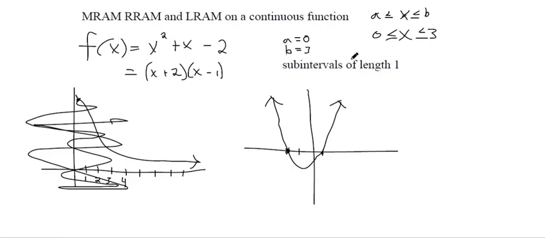And so what we're going to do is we're only considering from x equals 0 to x equals 3. So we're only considering this part of the graph, and we're trying to approximate the area under the curve. We're going to get a little bit of negative area to start because this is below the x-axis, right? Because it's negative. But subintervals of length 1 means that from 0 to 1 is a subinterval, from 1 to 2 is a subinterval, and from 2 to 3 is a subinterval.